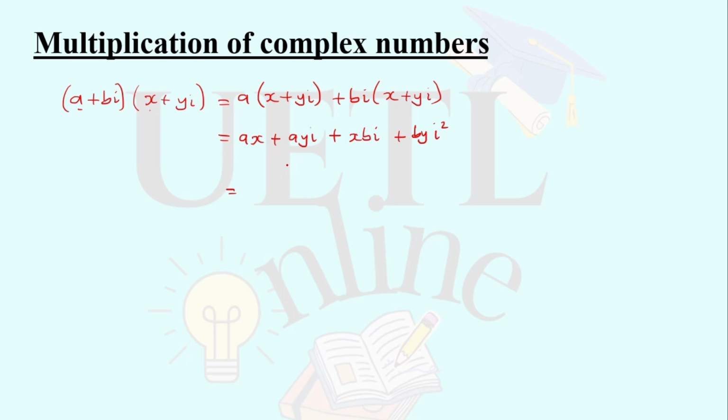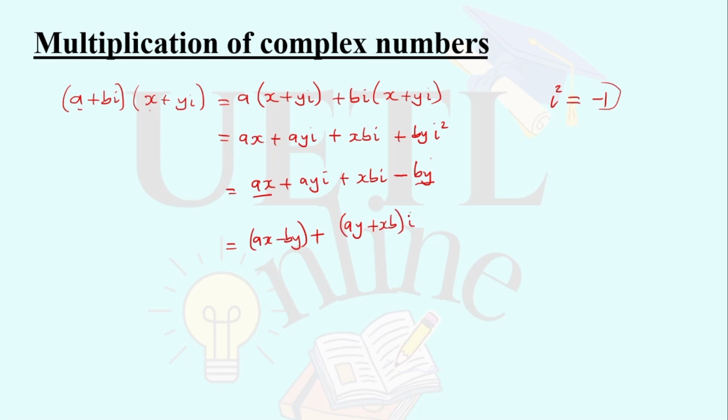Now, what you're going to do is, here we know that i squared is equal to minus 1. Okay, so you're going to substitute here. So you're going to get ax plus ayi plus xbi plus, here with this minus, it becomes minus by. Now we know that this one is a real part and this one is a real part. So now it becomes ax minus by as a real part plus ay plus xb as an imaginary part. Okay, so this becomes your solution.